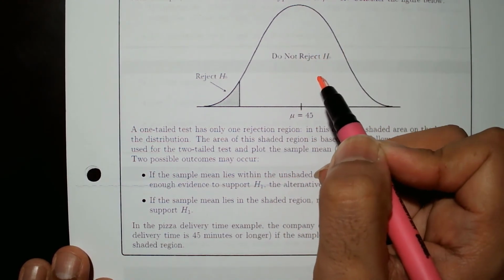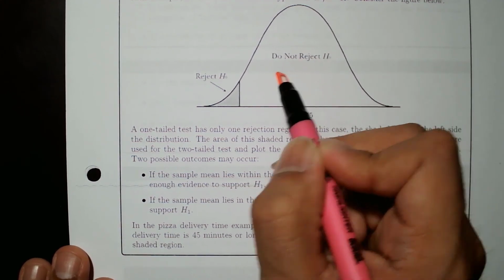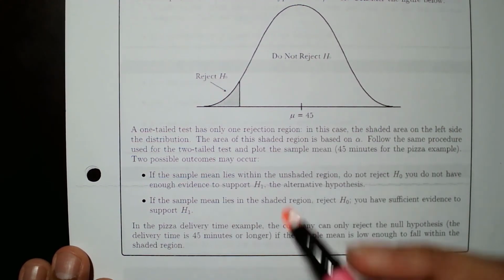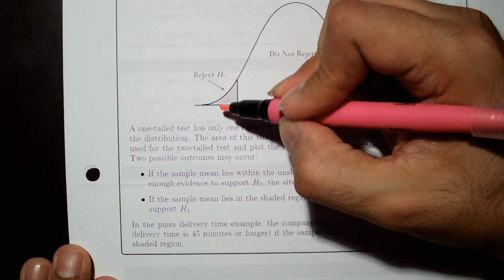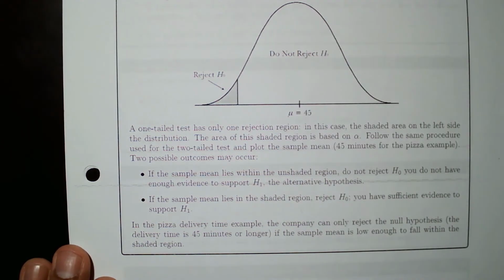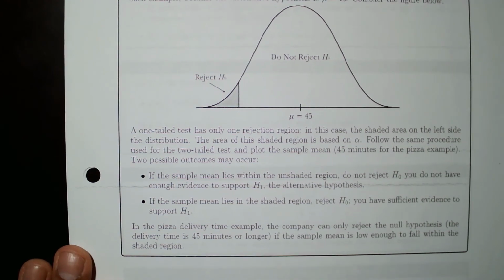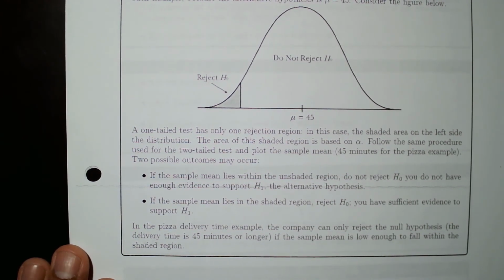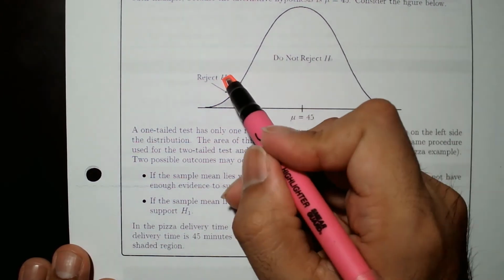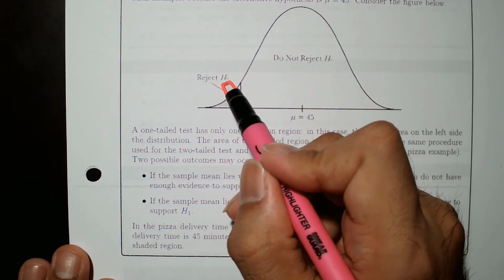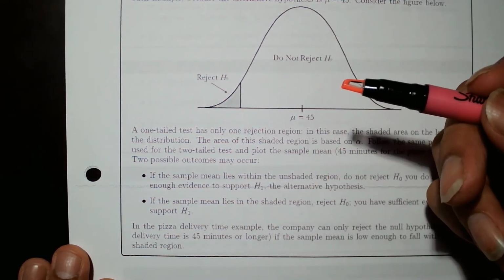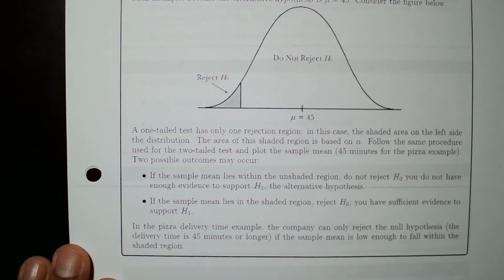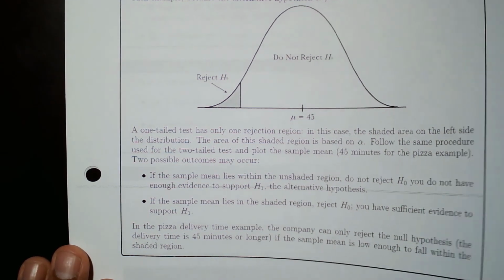We do not have enough evidence to support our claims. Otherwise, if our statistic value falls within the rejection region, well, then we have enough evidence to support our claim. Okay, and we reject the null hypothesis, and the alternative hypothesis wins. Okay. So let's look at some examples.